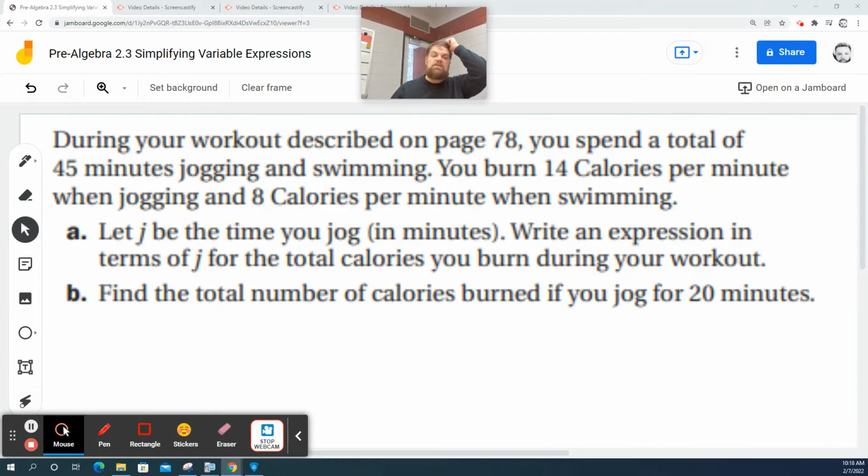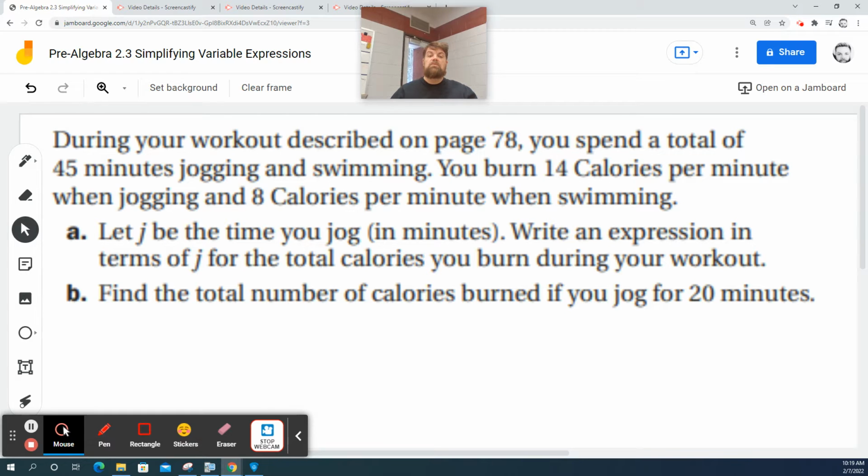Right, so it says during your workout described in page 78, and I realize you don't have page 78 in front of you, but I'll tell you what it is in a second. It says you spend a total of 45 minutes jogging and swimming. You burn 14 calories per minute when jogging and 8 calories per minute when swimming. Let J be the time that you jog. Write an expression in terms of J for the total calories you burn during the workout. Find the total number of calories that you burn.